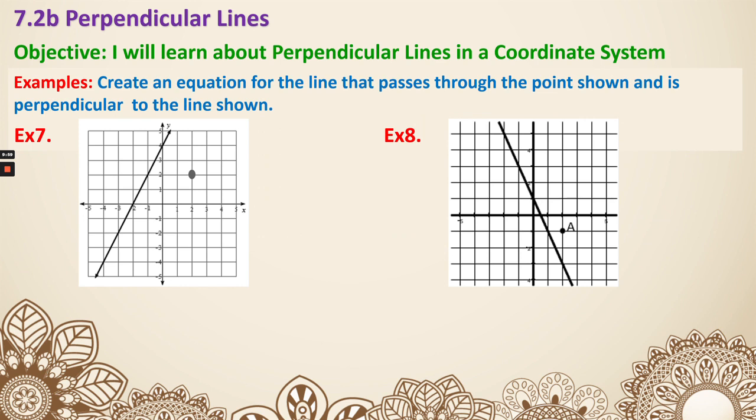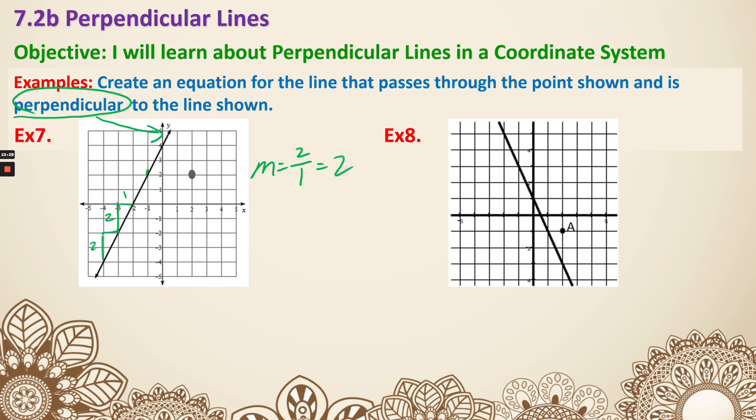Create an equation for the line that passes through the point shown and is perpendicular to the line shown. Perpendicular, no matter what, we are going to need to find our new slope. That depends on the original slope for the line that's given. For this one, it is up 2 over 1, up 2 over 1, anywhere we see that. That means the slope is 2 over 1, which is 2.